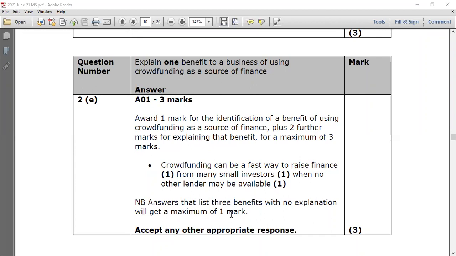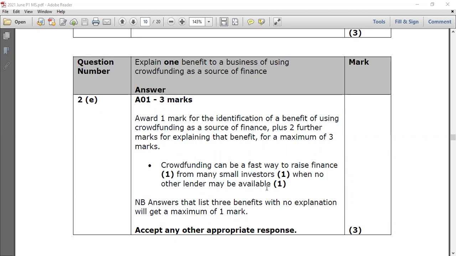Answers without any explanation get a maximum of 1 mark. That's why you always have to explain like that, in 3 sentences. Crowdfunding can be a fast way to raise money: that's 1 point, 1 mark. From many small investors, there are large numbers of investors available: another 1 mark. When no other lenders may be available.